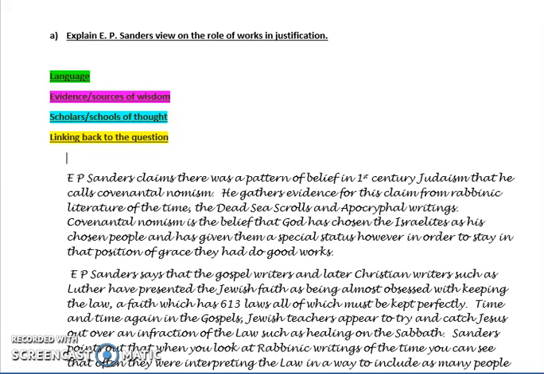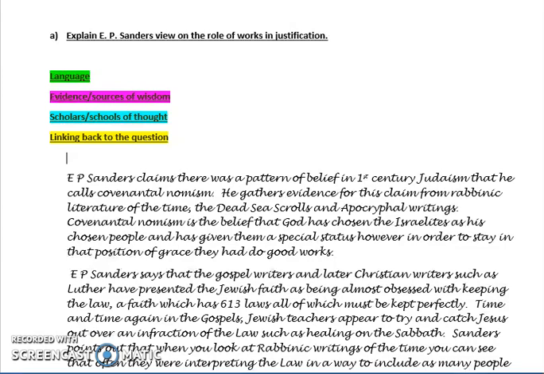We have had a request that we look at a part A on E P Sanders. So E P Sanders comes into theme 2D, which is Luther and justification by faith alone. And as a reminder, on the AS paper of this year, there was a Luther question, and it was on why Luther rejects the Epistle of James.